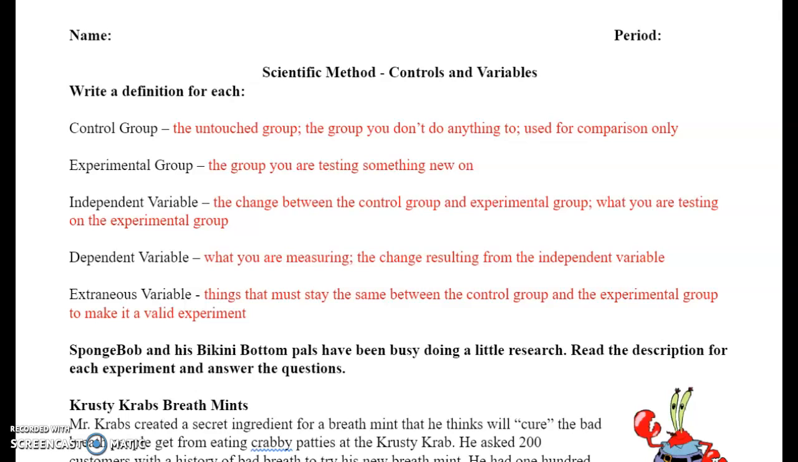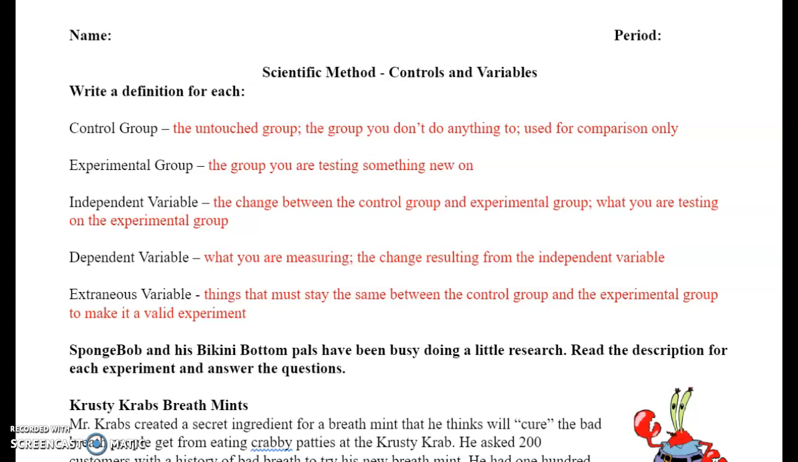Hi guys, this is Miss Owens and I'm just going to talk you through the answer key to the scientific method controls and variables worksheet that you worked on for homework. I think for some of you, hearing me explain it verbally will be helpful as opposed to just looking at an answer key. So you're going to have to know the 5 main groups of a controlled experiment.